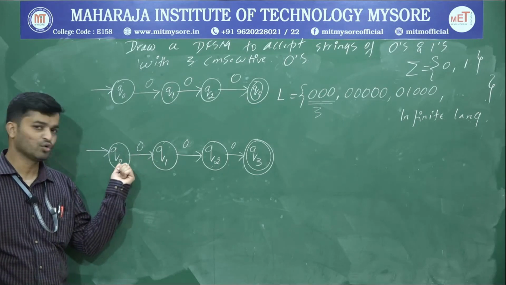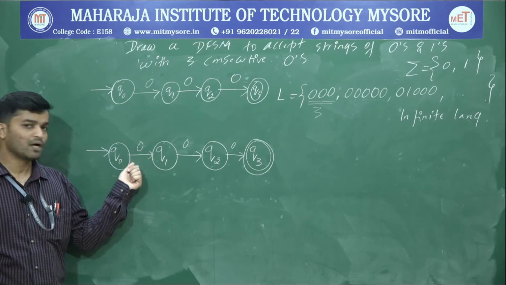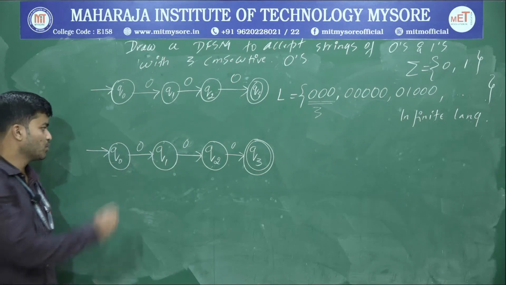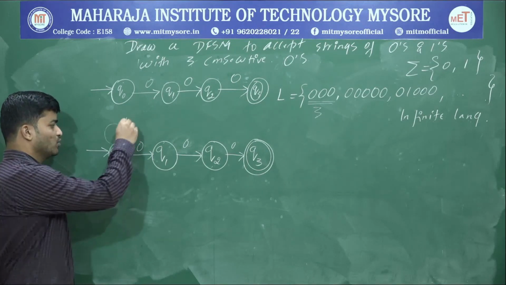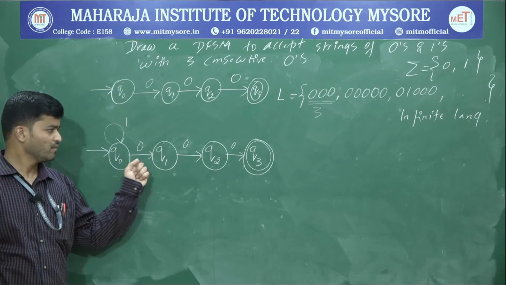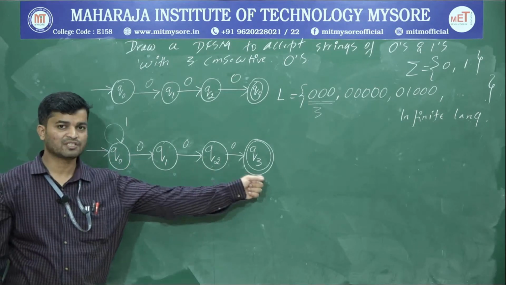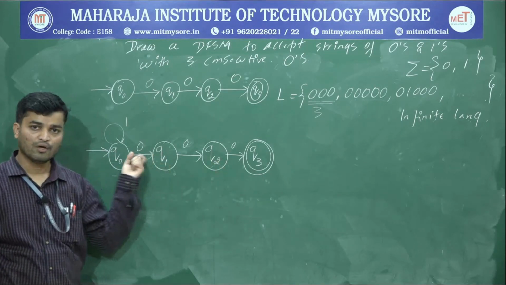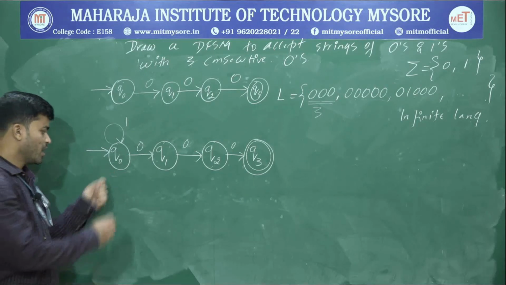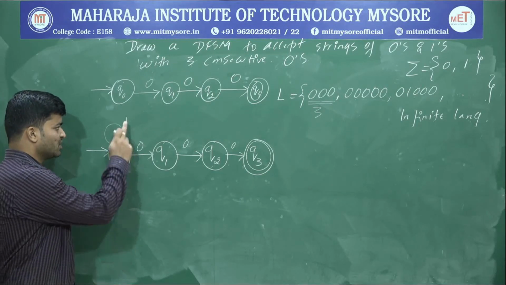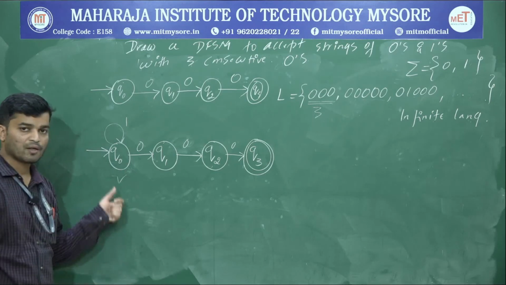So if you go with Q0, already there is a path forward for 0. Now I have to give a path forward for 1. What's the first option? Loop upon 1. So if I write a loop, n number of ones, before going to the accepting state, I'm going to have 3 zeros. Therefore, loop is a valid option. So if you observe Q0, there's a path for 0 and there's a path for 1. So Q0 is over.